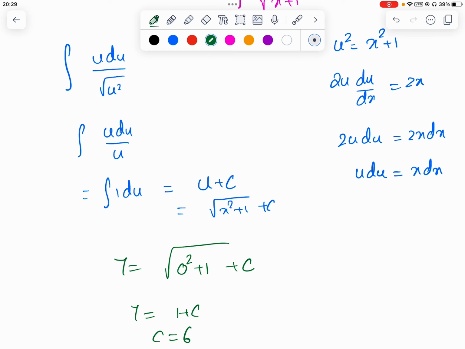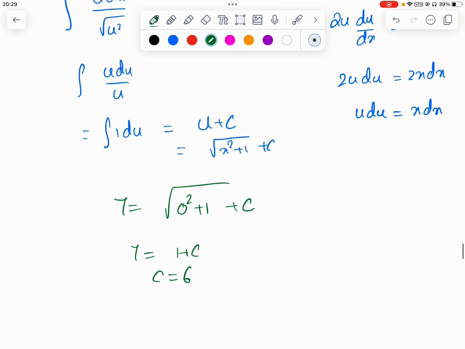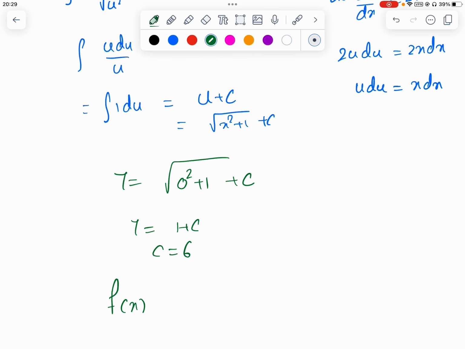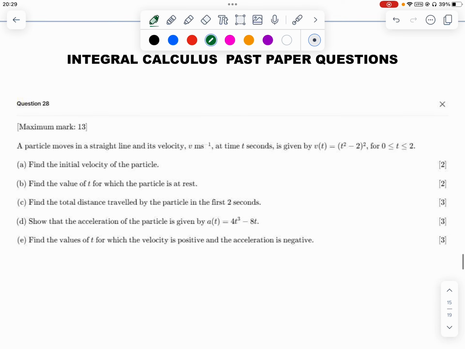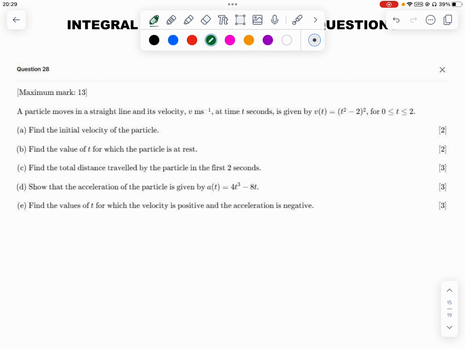So I got the value of c as 6. So what is my equation now? It will become f of x equals square root of x square plus 1 plus 6. That's question number 27. Coming to question number 28.